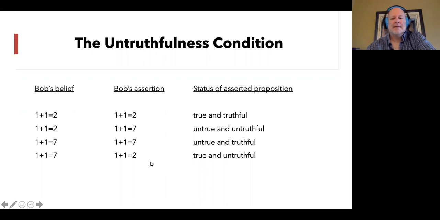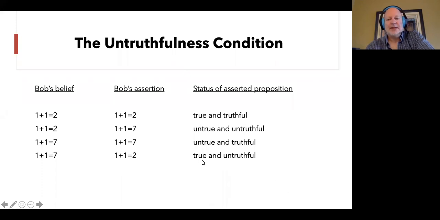Okay, last line. So here, let's assume that Bob believes that 1 and 1 is 7. So Bob is still very, very confused about math. He really thinks that 1 and 1 is 7, but he says, or he asserts that 1 and 1 equals 2. Well, in this strange case, notice that what he's saying, what he's asserting, namely that 1 plus 1 equals 2, is actually true. It corresponds to reality. 1 and 1 is 2.